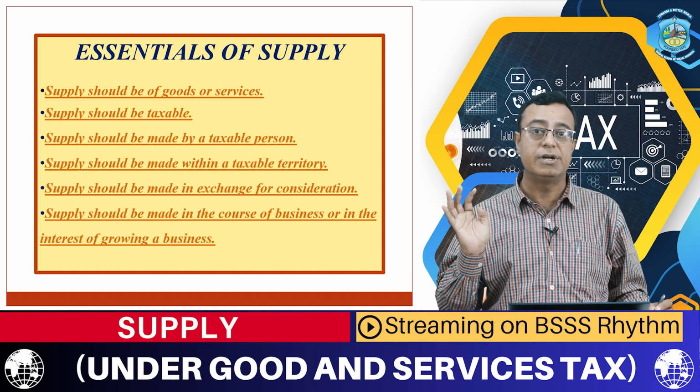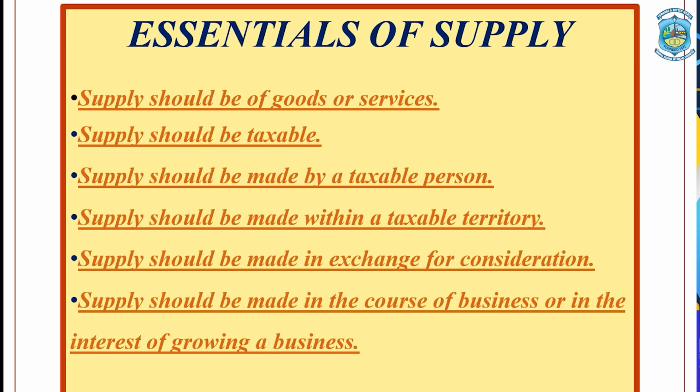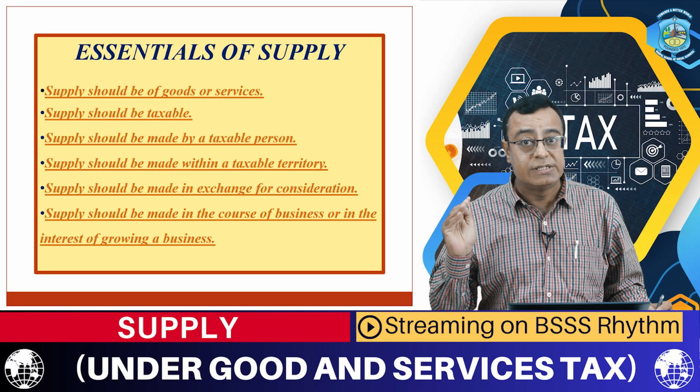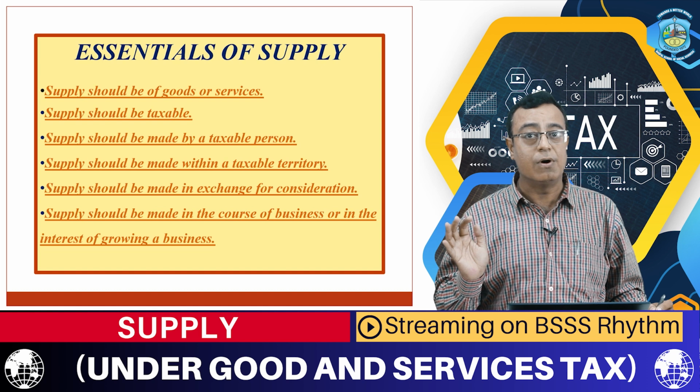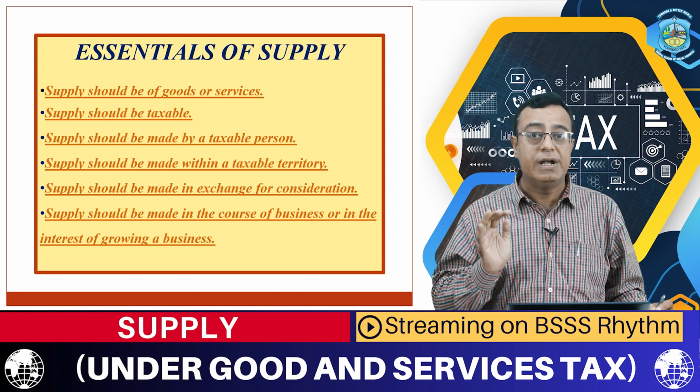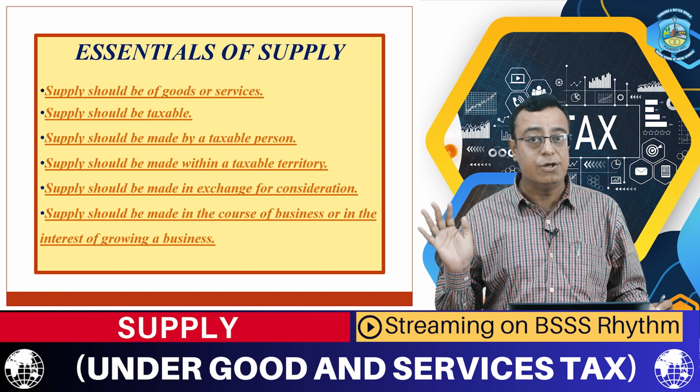Agriculturist is exempted from GST. Next, supply should be made within the taxable territory. Taxable territory means India. If we have any particular supply of goods and services that is 100% out of India, for example, supply of automobiles in any city of the US, it is not a taxable supply because GST of India is not applicable in the US.